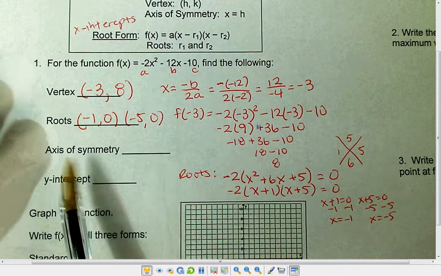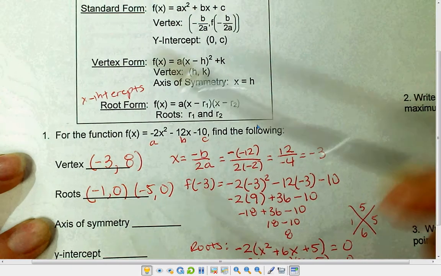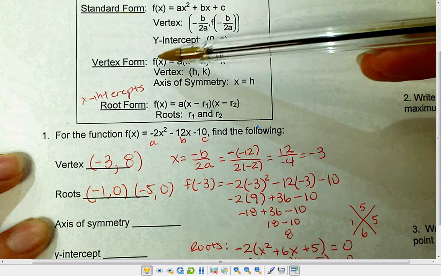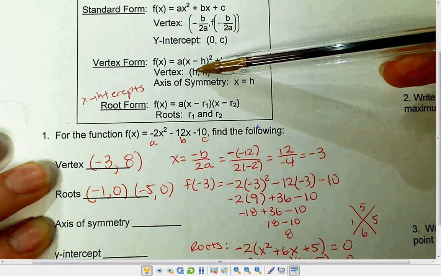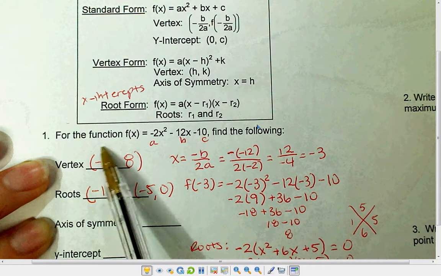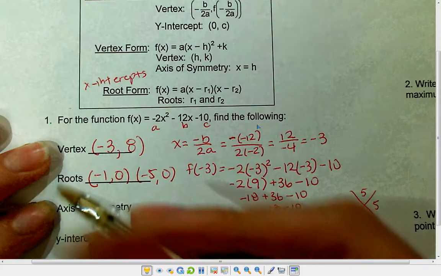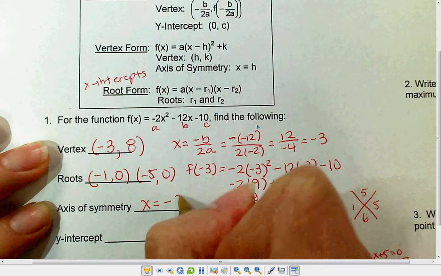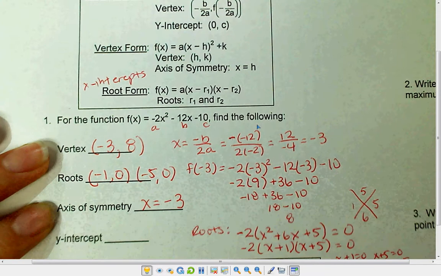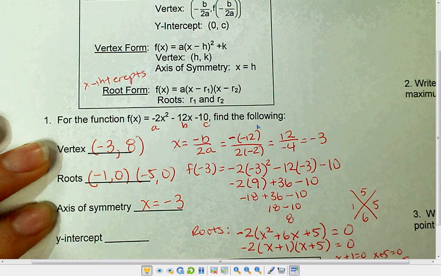Now to find my axis of symmetry, this is actually something from our vertex. So once we know what our vertex is, our axis of symmetry is just the x value. So whatever your x value is, your axis of symmetry is going to go straight through your vertex because that's the middle of your graph. So x is equal to negative 3.